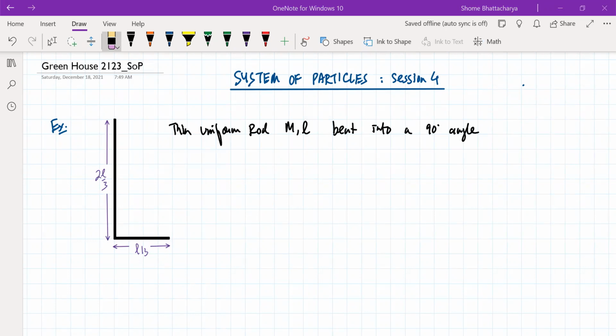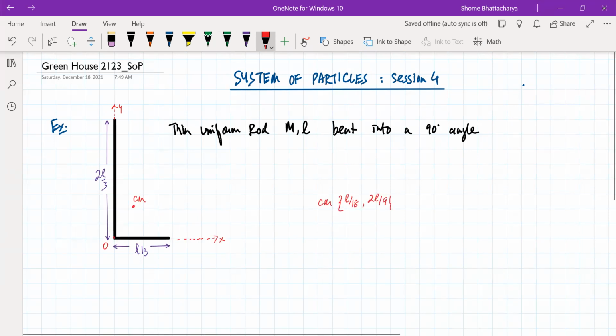So if we take this corner point as our origin, this direction as our x-axis, and this direction as our y-axis, then our center of mass, let's say somewhere here, will be at L by 18, comma 2L by 9. Let's understand how we'll get this. Yes, Akshat, correct. Same answer, you just have to simplify it a little.